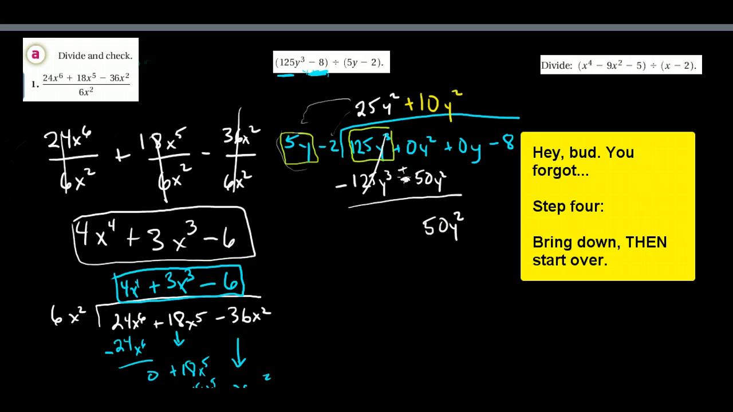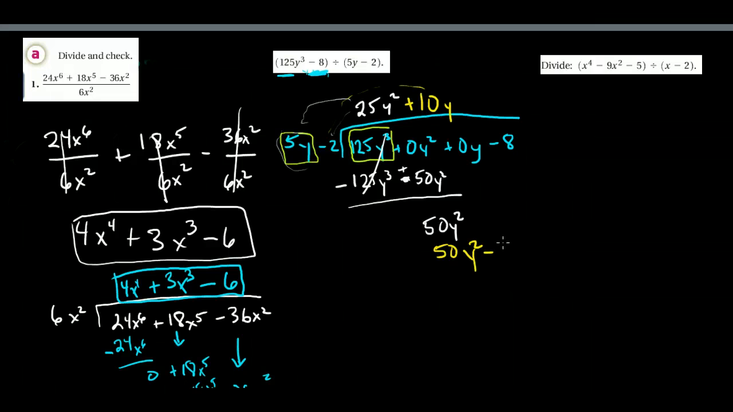Nope, not squared, 10y. Because 10 times 5 is 50, y times y is y squared, then I have to multiply this 10y, I have to distribute it to this negative 2, and I come up with minus 20y. I subtract, well, I have to bring this down, don't I? 0. I subtract by changing the signs, and those two cancel, and I end up with 20y.